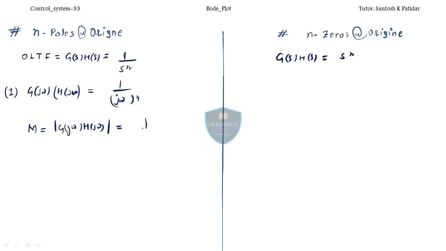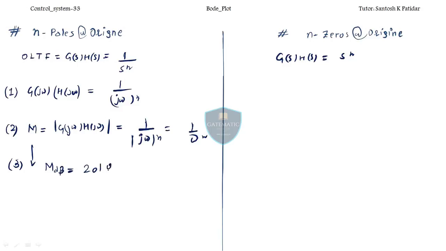The magnitude of this term you know very well, and you know how to solve this. This is n, so what you are getting is omega to the power n. This is your magnitude. Now the very next point is you have to convert this magnitude in dB. Why are we converting this in dB? Because we plot the magnitude spectrum in dB only.